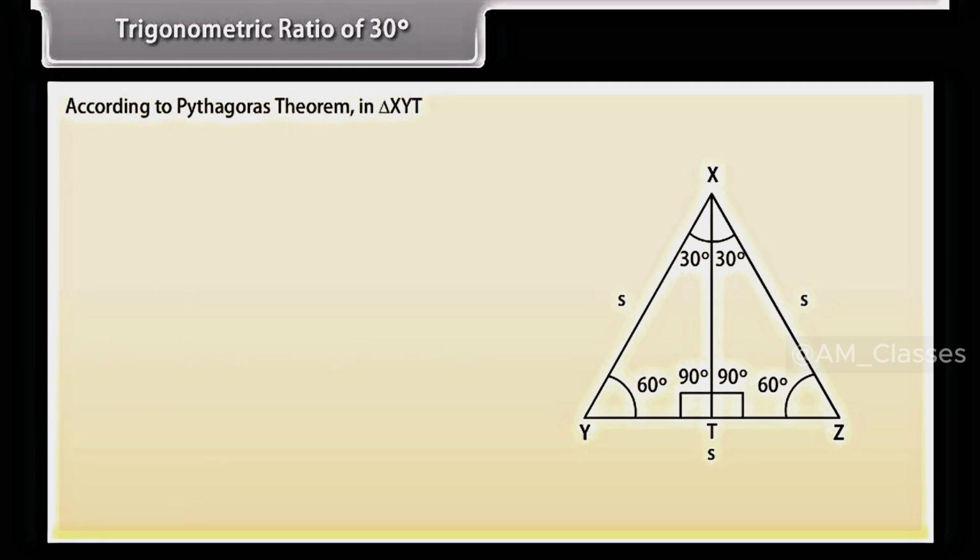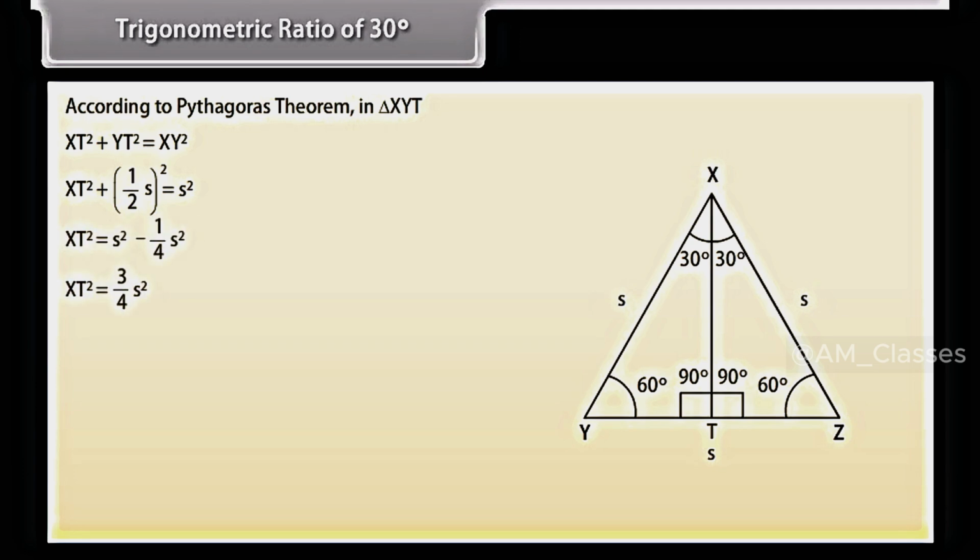According to Pythagoras theorem, in triangle XYT, XT square plus YT square is equal to XY square. By substituting the values we get XT square plus 1 upon 2S whole square equals S square. Now by calculating it we get XT square is equal to 3 upon 4 S square, so XT is equal to square root 3 upon 2S.